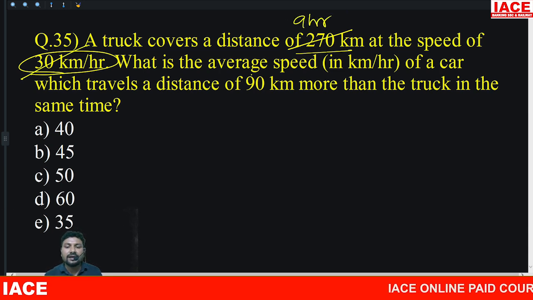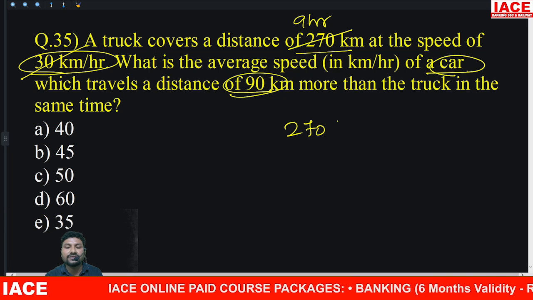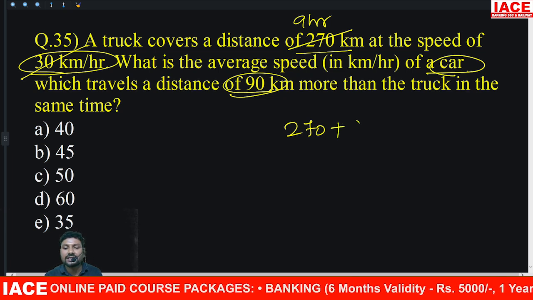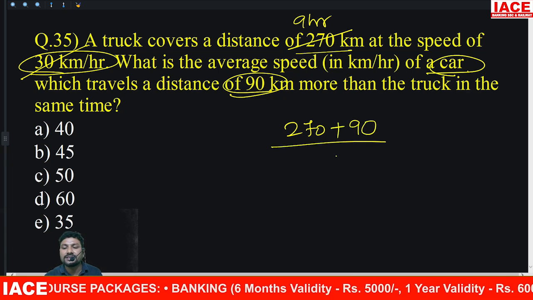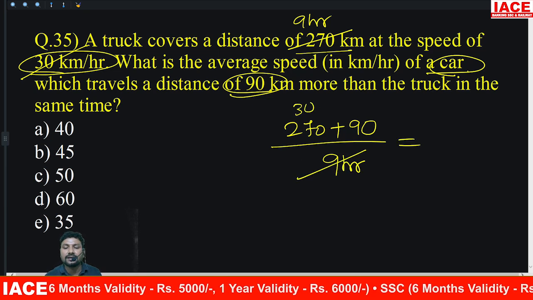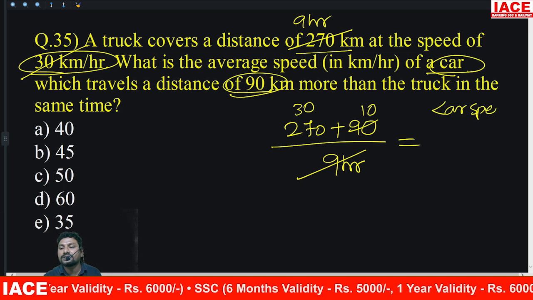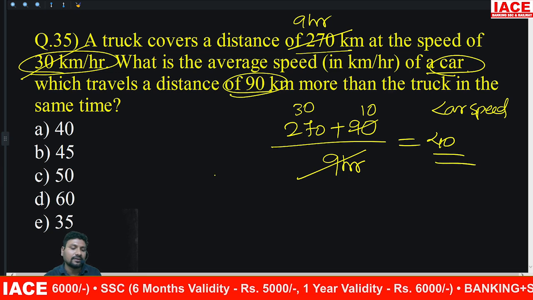In a 9 hours journey, the average speed of the car is going to cover how many kilometers more? 90 kilometers more. That means 270 already covered by the truck and the extra covered by the car, in the same journey of 9 hours. It is 30, it is 10. 30 plus 10 means car speed. Car speed is how many kilometers per hour? 40. Option A.